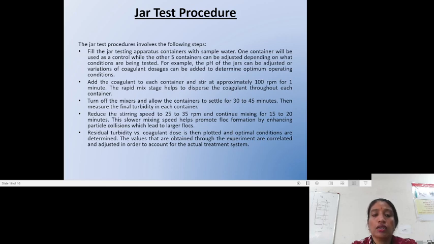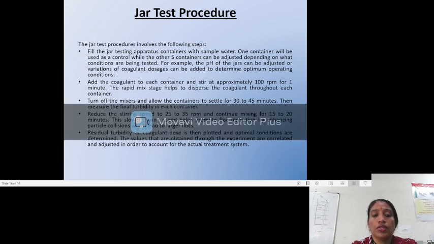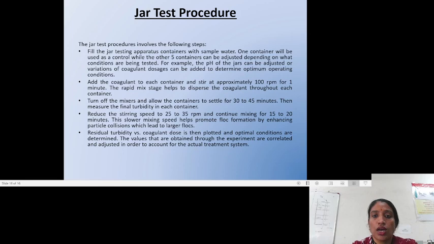Then the final turbidity in each container is measured and a graph is plotted of residual turbidity versus coagulant dose, and from that graph we can find out the optimum dose of coagulant. So this is how the jar test procedure is used to find the optimum dose of coagulant.